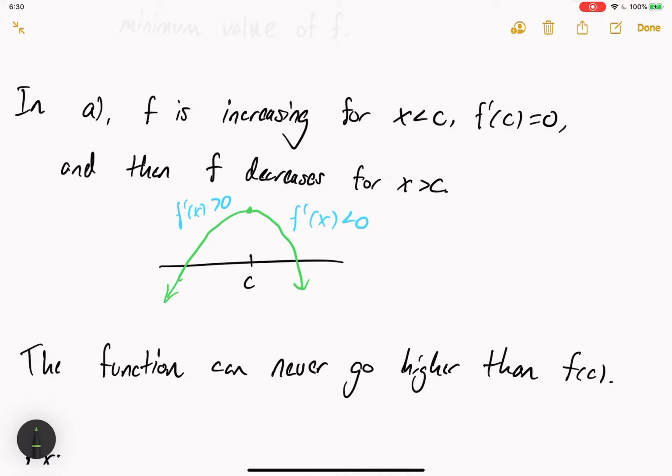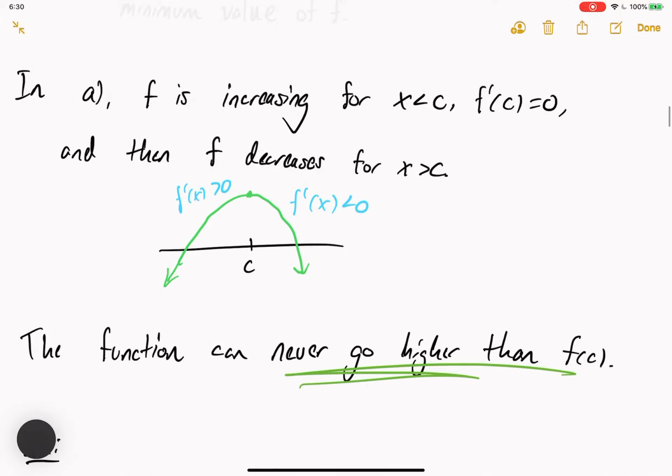Again, we're talking about what the picture looks like. If f is increasing for all x less than c, and f prime of c is equal to 0, that's what it means to be a critical number, then f decreases for x greater than c. And then we get the fact that it's a minimum. So the setup for the first one is that here the function is increasing, here the function is decreasing, and it's always going to be decreasing or increasing in those sections. Because of that, it can never go higher than f of c. That's where it comes from: you're only increasing, then only decreasing.